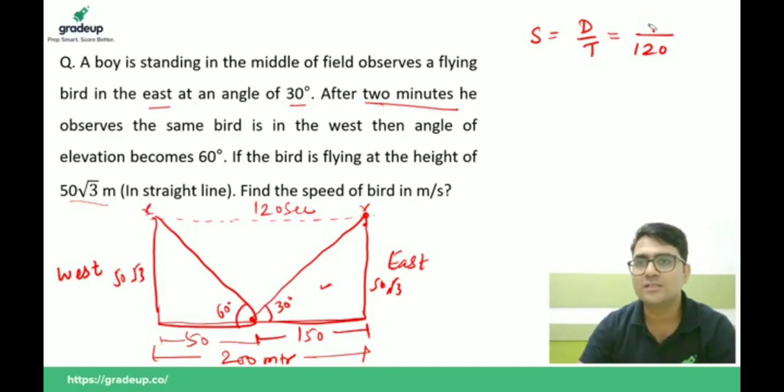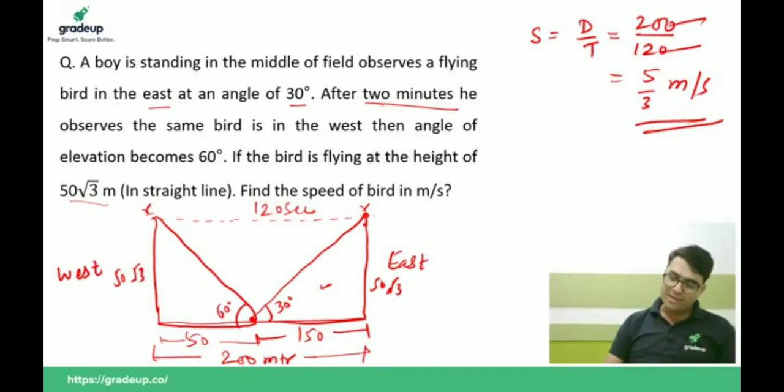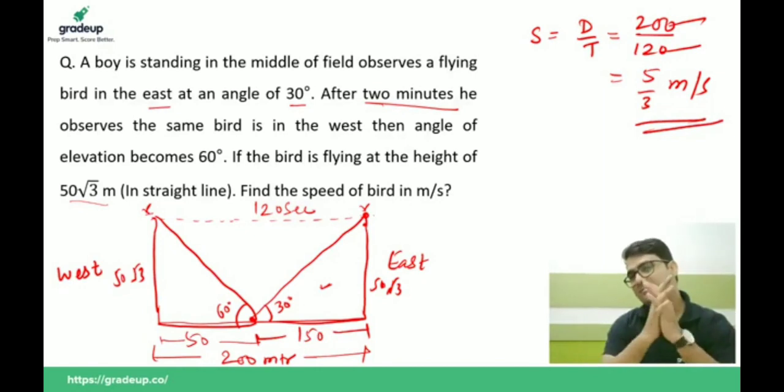So this will be 200 by 120. This will cancel out with this. This is 5 by 3 meters per second, your final answer. I hope you got the point. This is again a very easy question. Guys, I'm telling you, this is the easiest topic and the most fun and most interesting topic in mathematics.